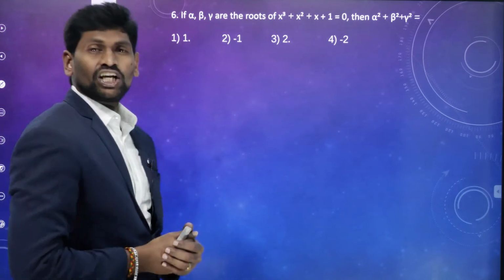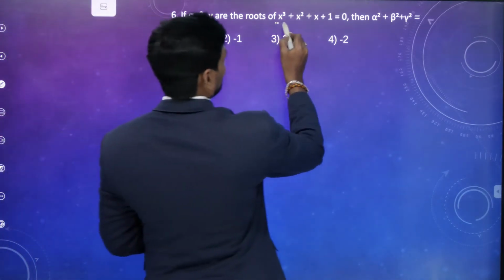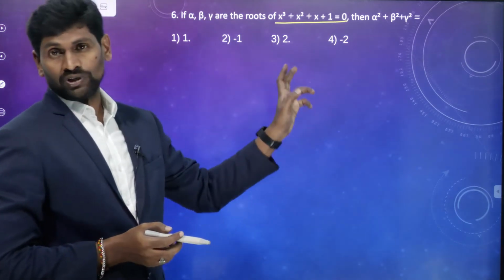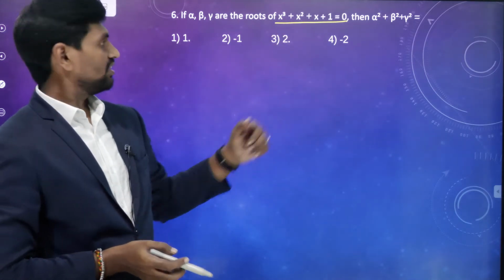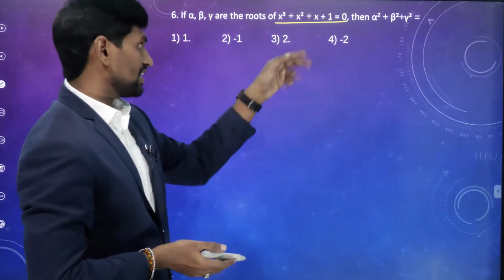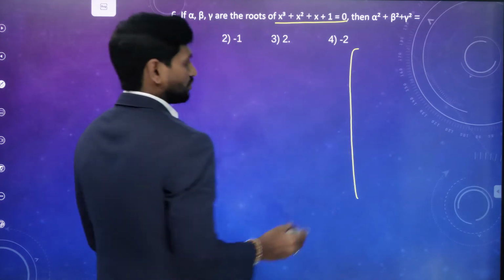If alpha, beta, gamma are the roots of the polynomial x cube plus x square plus x plus 1 equals to 0. This is a cubic polynomial, highest degree is 3 and contains the 4 terms. So all terms are present here. Next, we need to find alpha square plus beta square plus gamma. So before that, let us discuss one concept here.